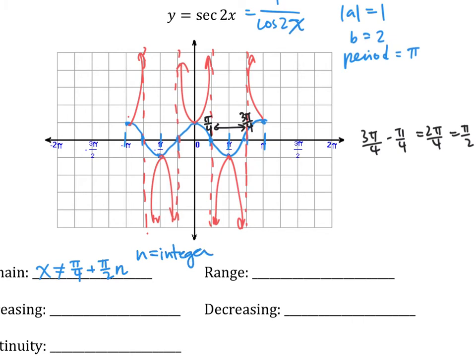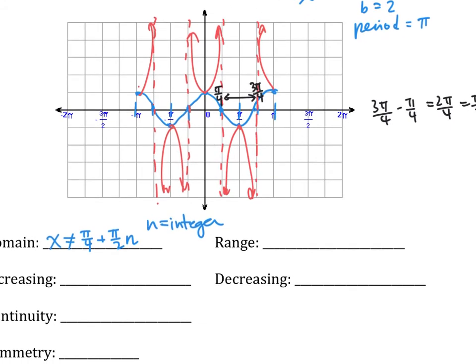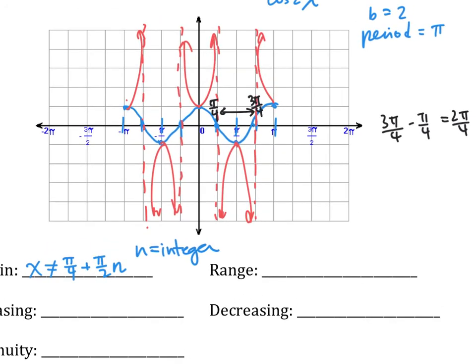So I can go to the right, that's the positive integers, or I can go to the left, which is the negative integers. Okay, so those are my integer domain. Where's my range?